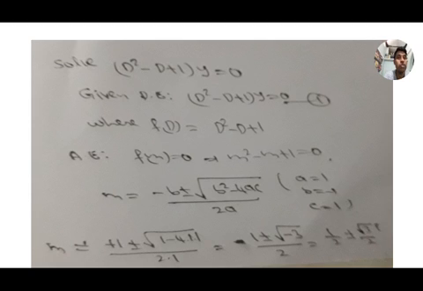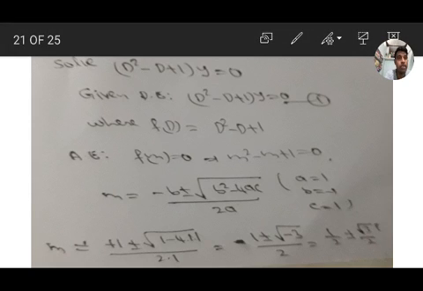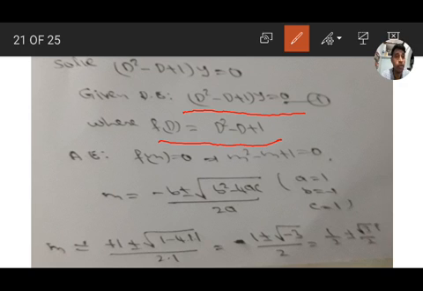Next problem, solve (D² - D + 1)y = 0. Given the differential equation (D² - D + 1)y = 0, where f(D) = D² - D + 1. Next, the auxiliary equation f(m) = 0, that is m² - m + 1 = 0.